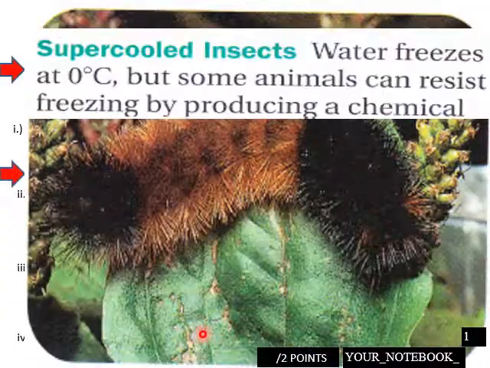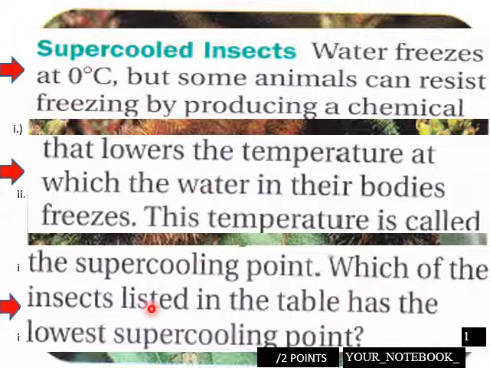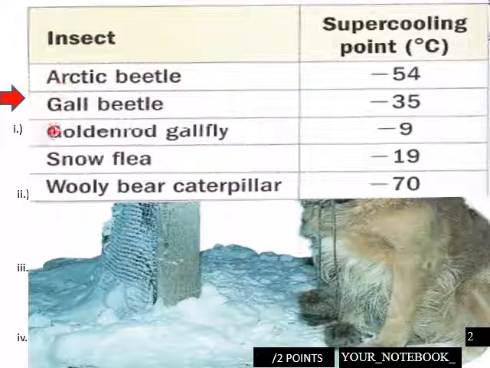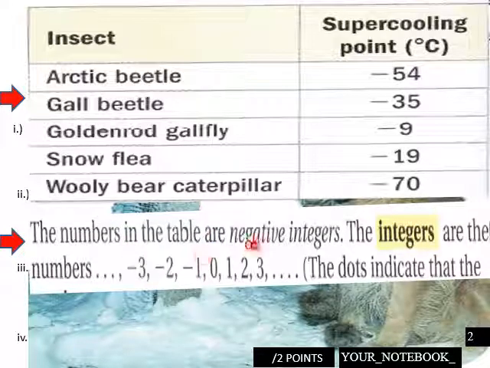Okay, into our lesson here, supercooled insects. Students, this is your notebook, page 1. This is your entry into your notebook. And we're talking about body temperature of insects. Which of the insects listed in the table has the lowest supercooling point? So we're going to go to a table. A lot of this lesson concerns reading a table. Here are different species of insects, and their supercooling points are varied.